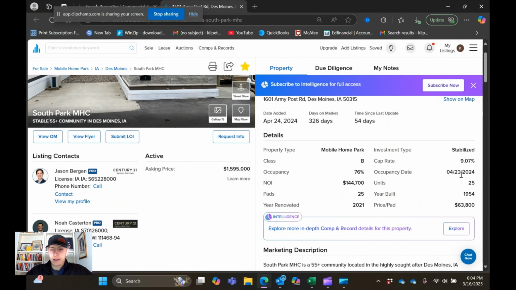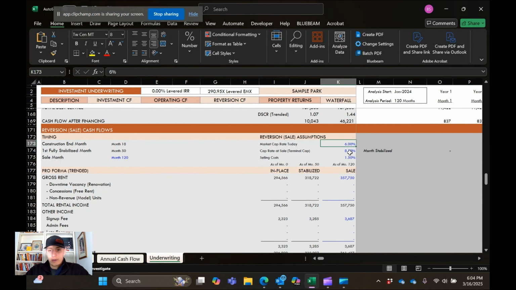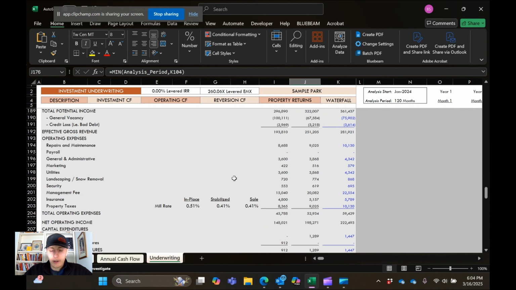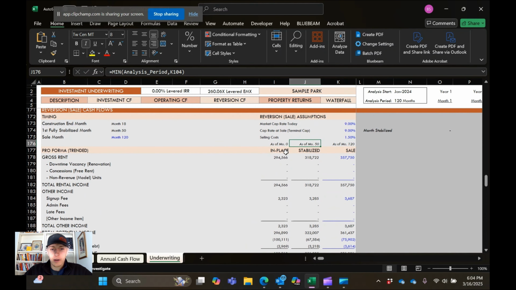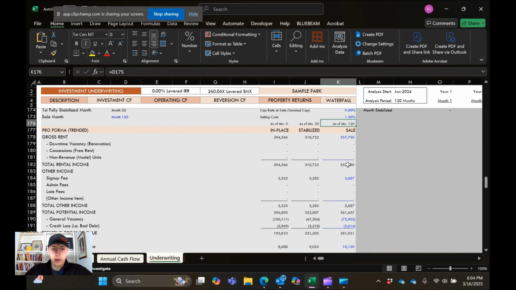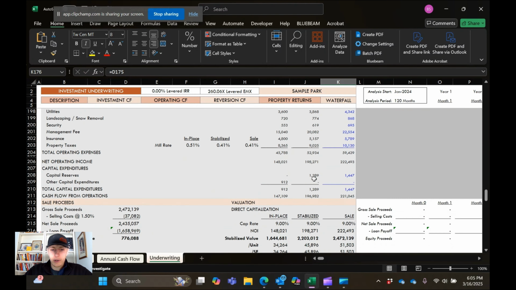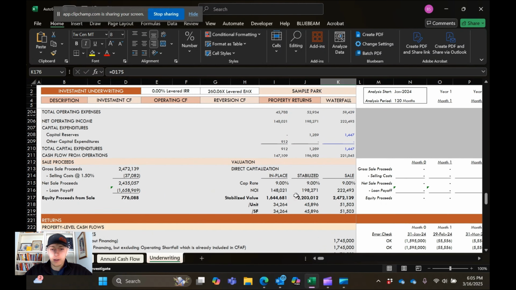Let's see what they have this cap rate at. They have it at a 9.7. I'm probably just going to put in a 9 and see how that looks here. And then right here, we can compare as is, stabilized in 150, and then sale in 120, which is in 10 years. So I always run it out to 10-year projections, and it basically puts them side by side and shows me exactly where I'm at.